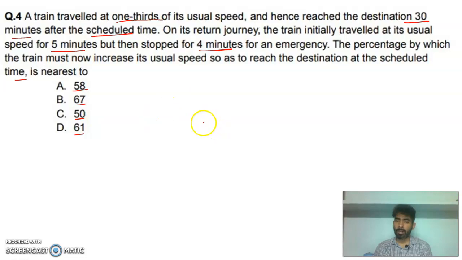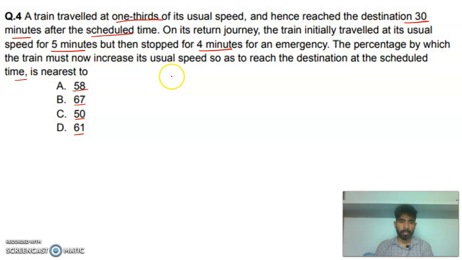Okay, so let's see how we can do it. When I look at the first line, I get that if the train is running at 1/3 of the usual speed, it will be 30 minutes late. Now the distance will be the same in both cases, whether running at the usual speed or at 1/3 of the usual speed. If the distance is the same, the speed ratio will be equal to the reverse of the time ratio, and on that basis I will get the usual time.